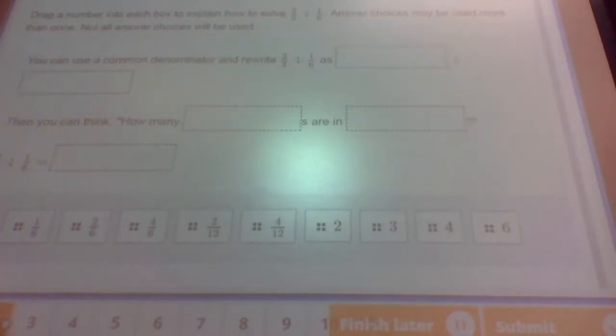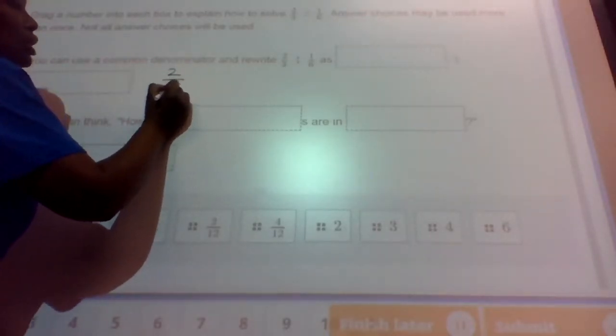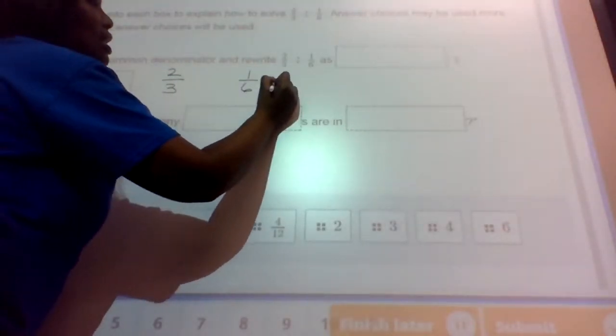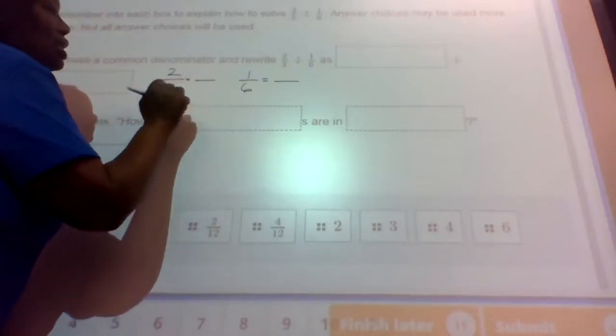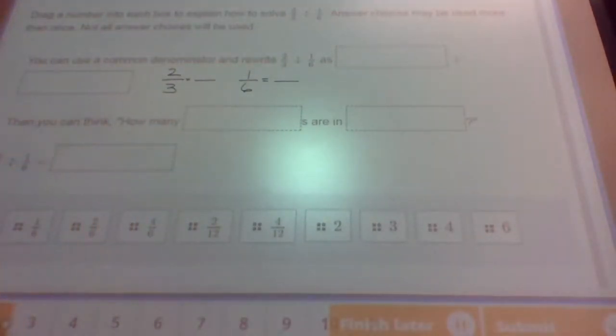It says drag a number into each box to explain how to solve 2/3 divided by 1/6. You can use a common denominator to rewrite 2/3 divided by 1/6 as blank divided by blank. So the first thing we need to do is rewrite as a common denominator. Okay, so we got 2/3 and we got 1/6. Now, what is a common denominator between 3 and 6? 6.